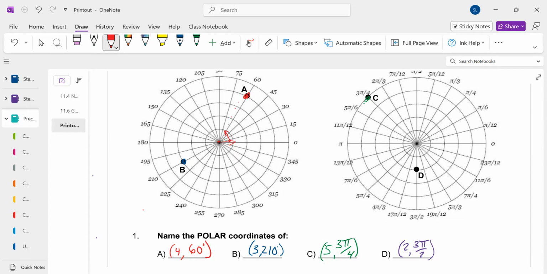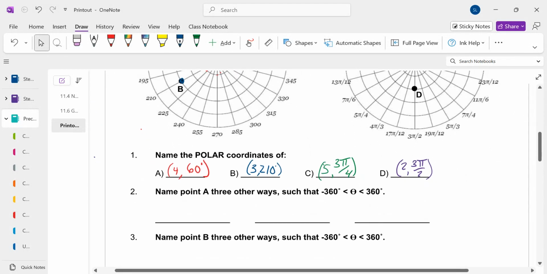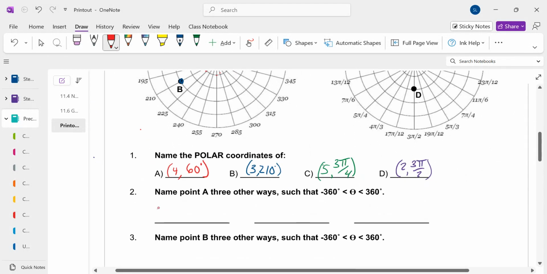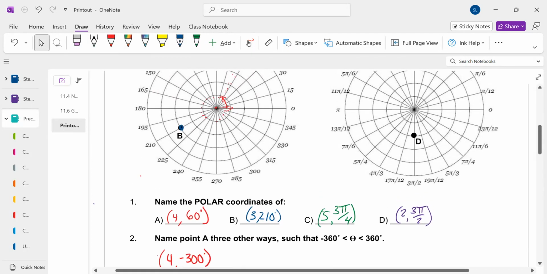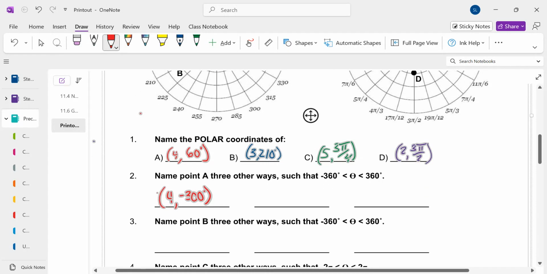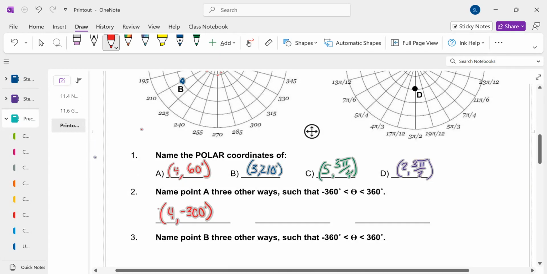Now we know from coterminal angles, I could also rotate in the negative direction and aim at 60 degrees that way. So essentially I can say 4 comma, and then find a coterminal angle with 60 degrees. Let's subtract 360. That's going to get me to negative 300 degrees. That'll land at the same spot. Now I'm going to introduce the idea of a negative radius.